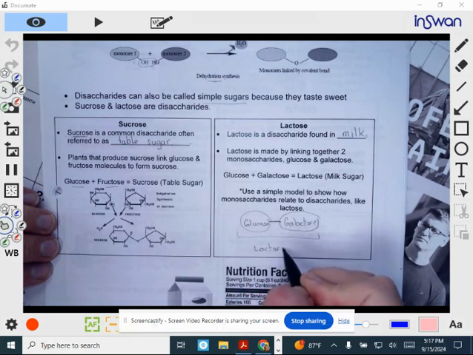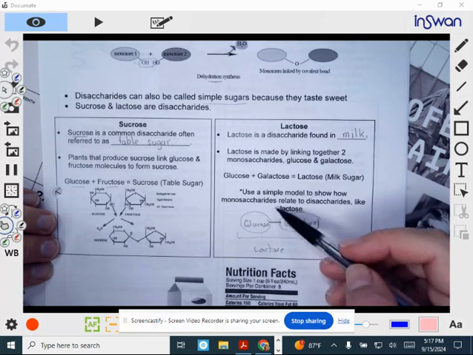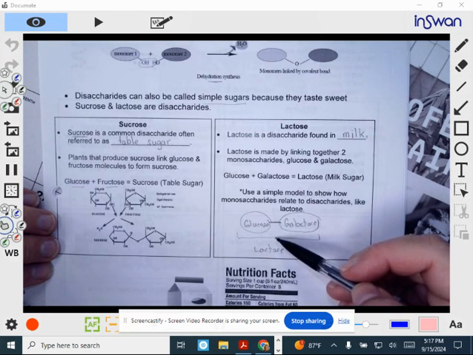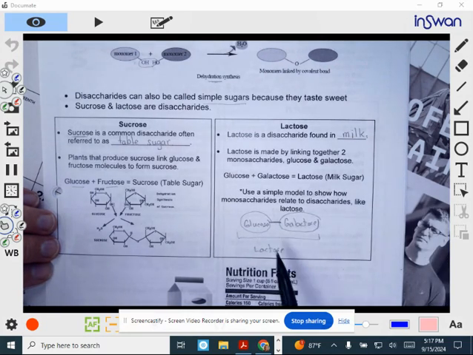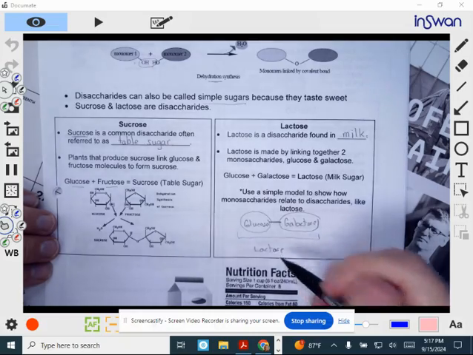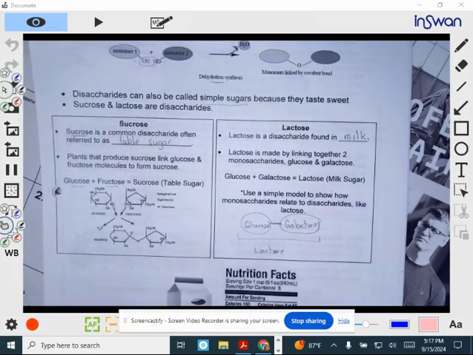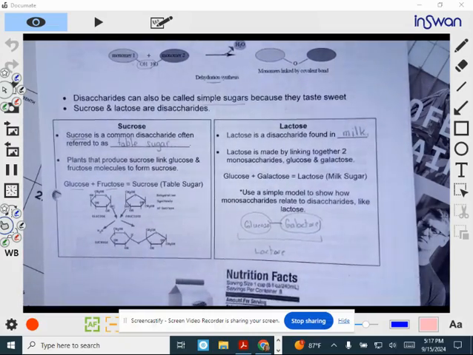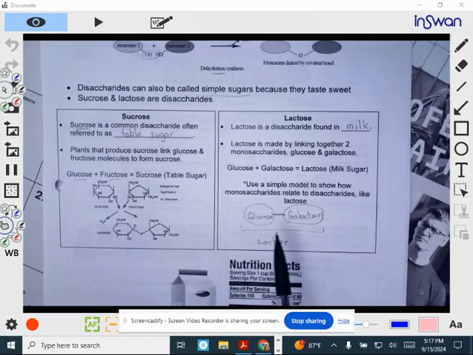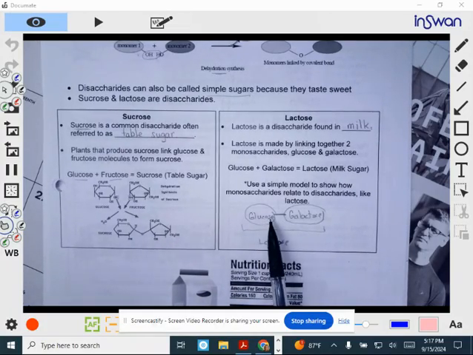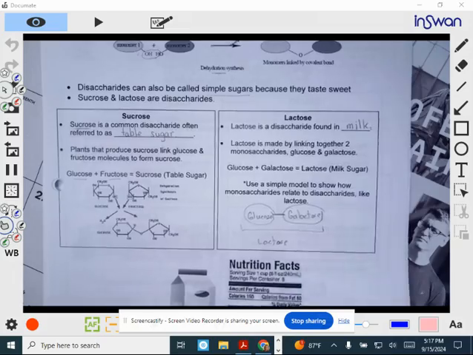And if you're lactose intolerant, you can't digest this molecule. You can't break up the lactose into glucose and galactose. And when it stays as a disaccharide, it can have a tendency to upset your stomach. So we say that you are lactose intolerant if you no longer make the protein or the enzyme that can digest the lactose into two monomers.